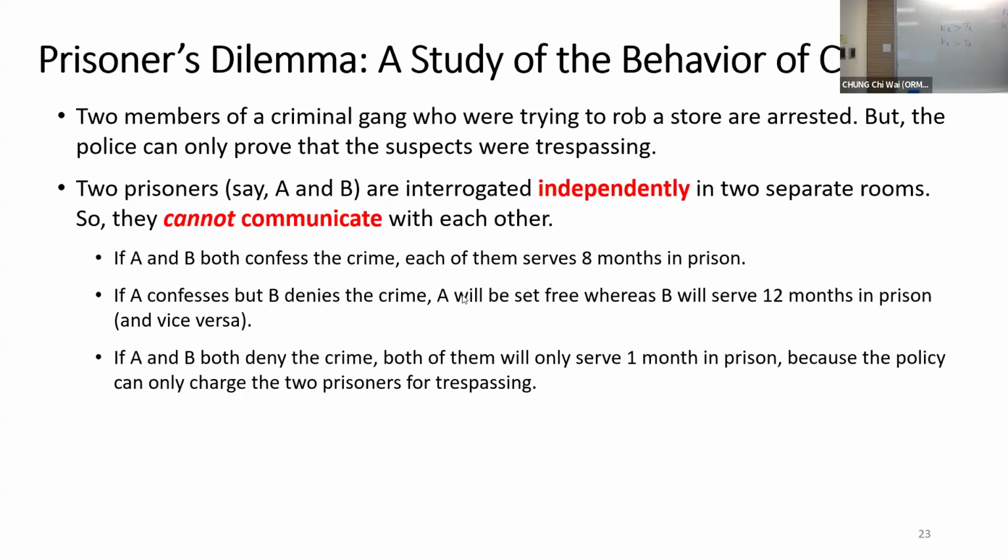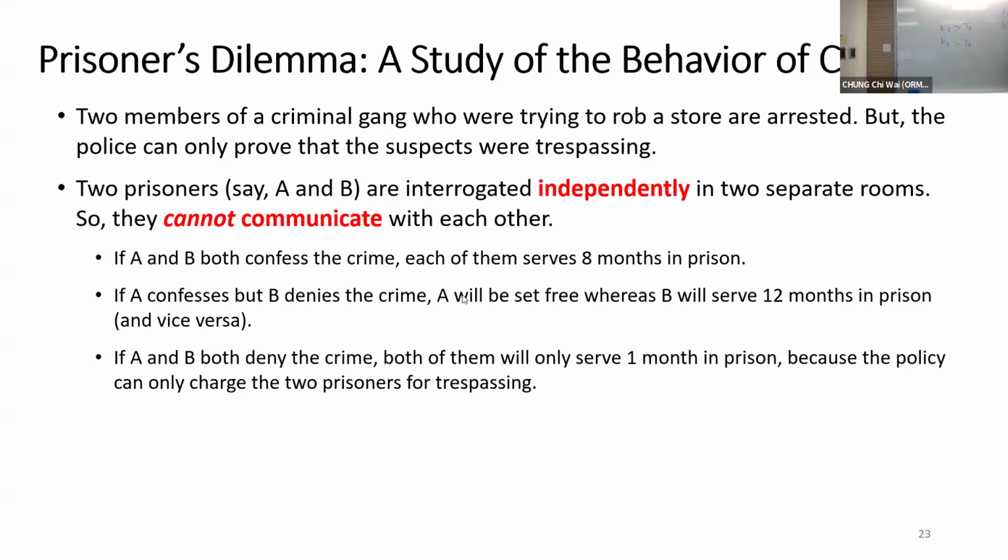So let's move to the dilemmas. In chapter 2 and chapter 3, you will analyze three dilemmas. One is the prisoner's dilemma. The second one is the trust dilemma. The third one is the silence dilemma.